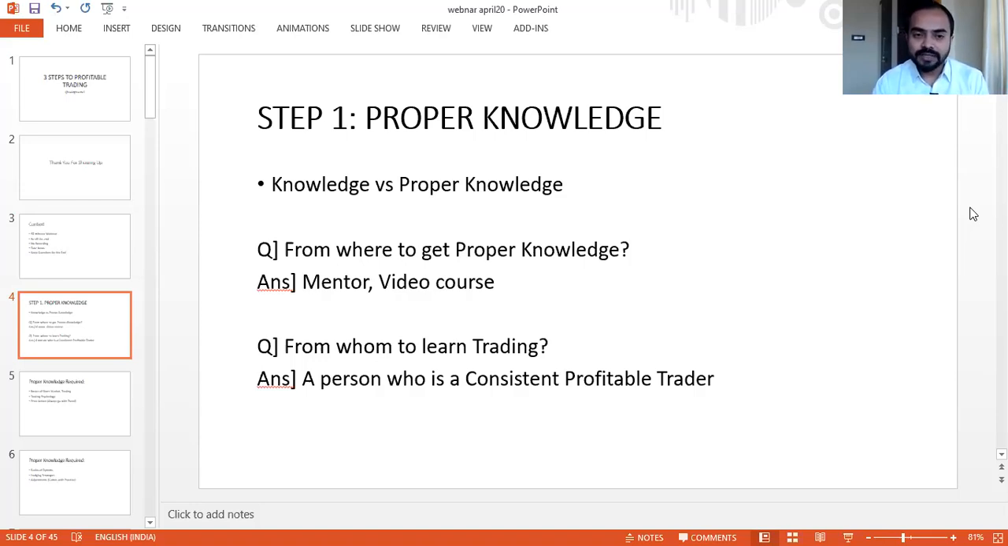So from where to get the proper knowledge? You can get proper knowledge from a mentor, a guide. You can get proper knowledge from a video course. You can get proper knowledge from a workshop. Here you pay for that thing and you get a structured knowledge, a proper knowledge. Whereas in free things, you just get knowledge which does not give the results. And we want results. We want profit in trading. That's our ultimate goal. That is why we came into trading, to make profits. That's the bottom line.